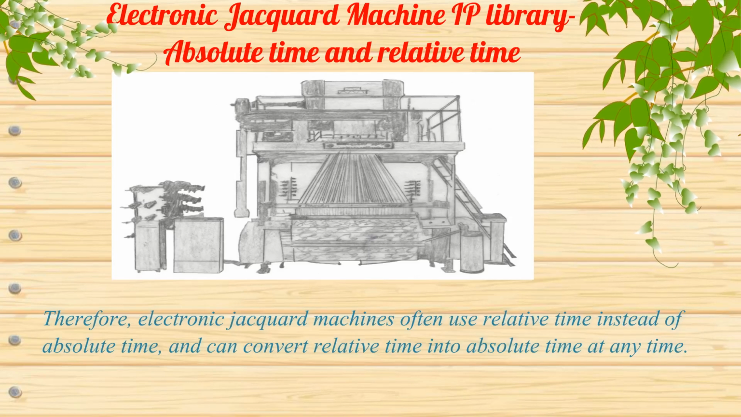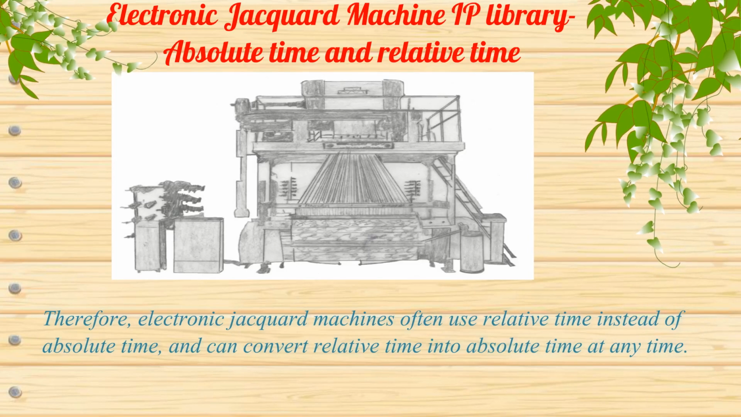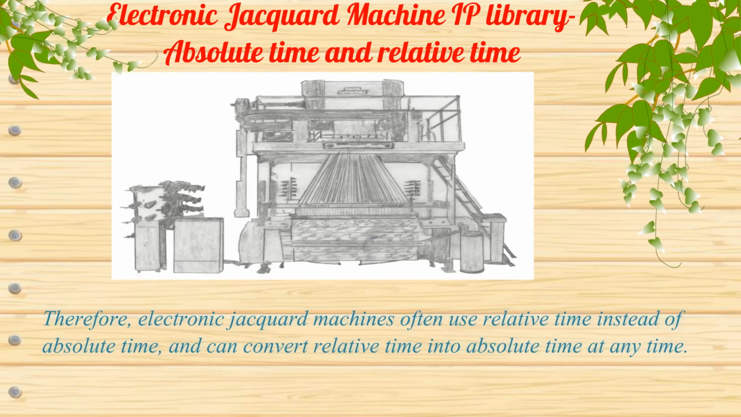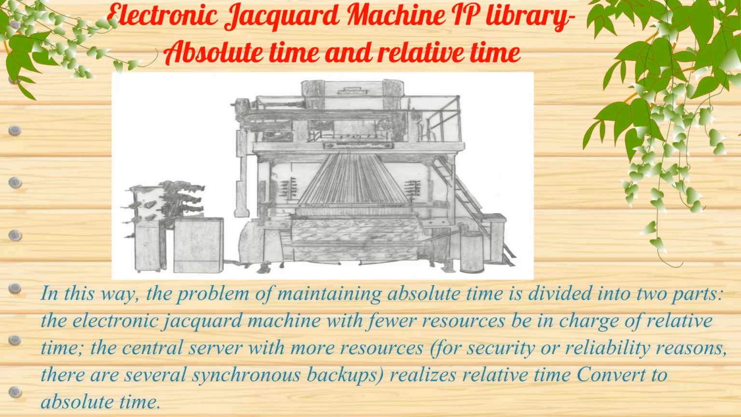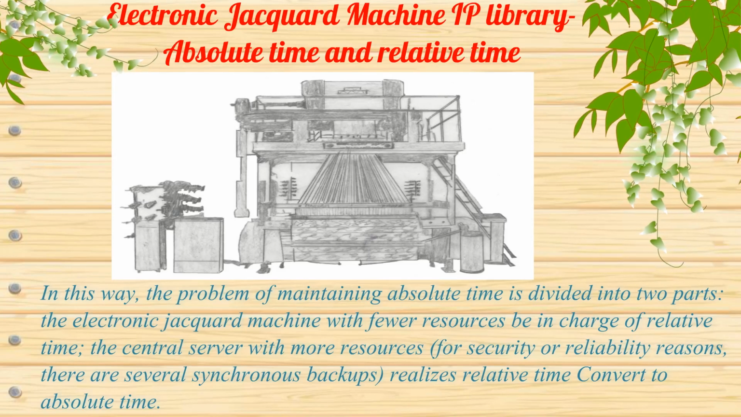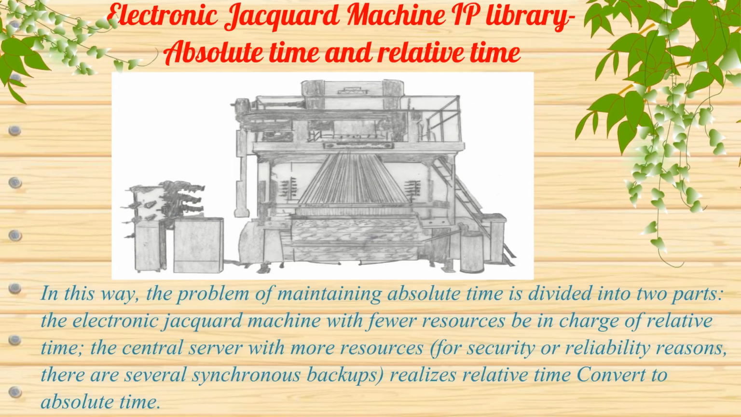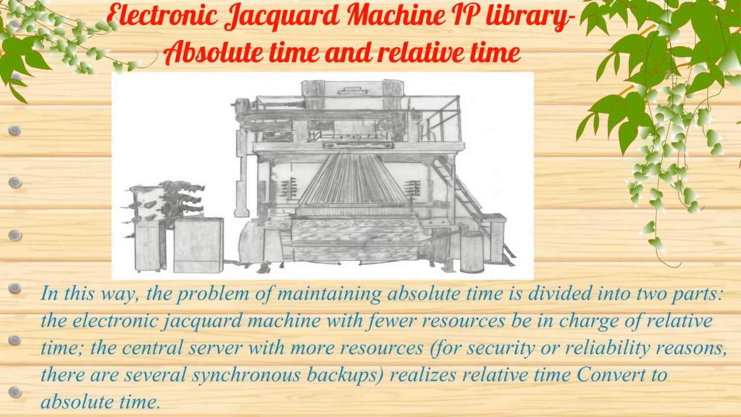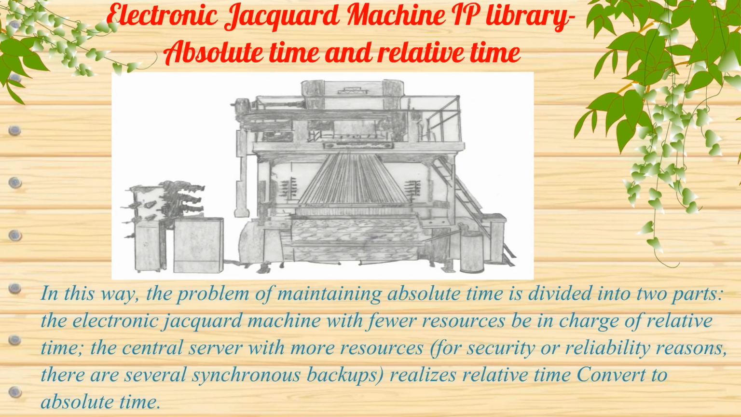Therefore, electronic Jacquard machines often use relative time instead of absolute time, and can convert relative time into absolute time at any time. In this way, the problem of maintaining absolute time is divided into two parts. The electronic Jacquard machine with fewer resources is in charge of relative time. The central server with more resources, for security or reliability reasons, has several synchronous backups, and realizes the conversion of relative time to absolute time.